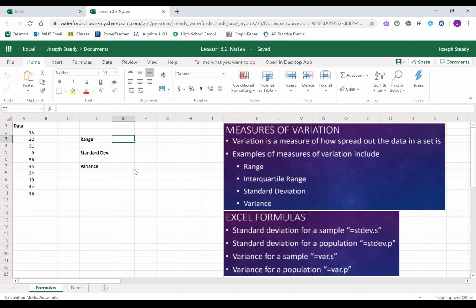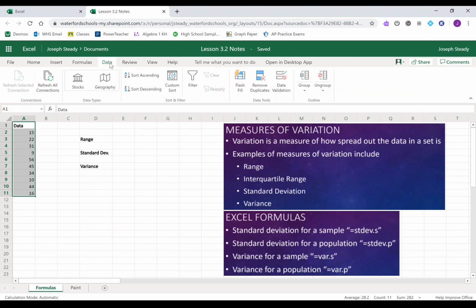So first, to calculate range, there are some kind of fancy ways to do this in Excel, but the easiest is honestly to do something we've already done before, which is just to sort our data set and then do the maximum value minus the minimum value. There are a number of ways you can do this. I always like to add a filter to my data set.